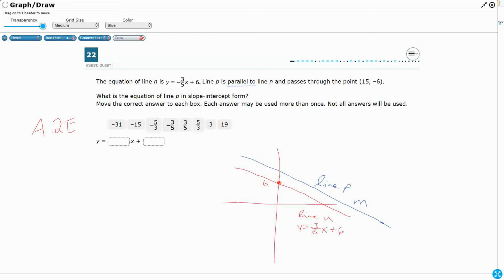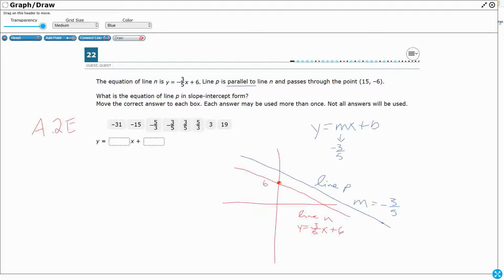So that means we know that m equals negative 3/5. And that's really all we need to know. We want to write an equation for line P. Well, our equation is going to be slope-intercept form. It's a two-point problem. y equals mx plus b. And I've already got my m. My m is going to be negative 3/5.